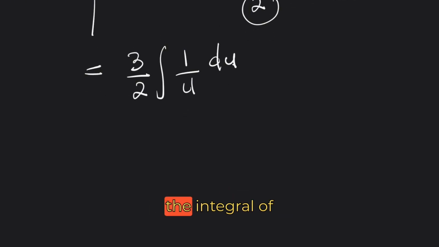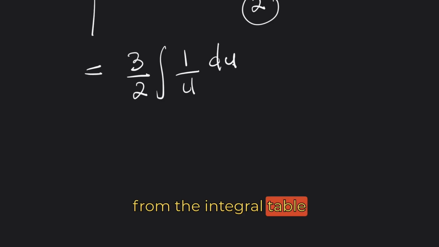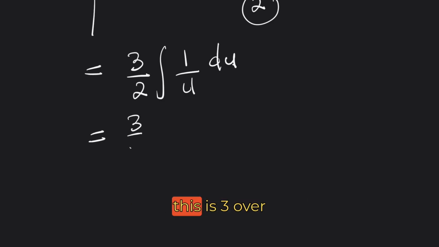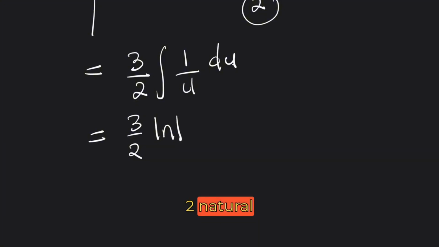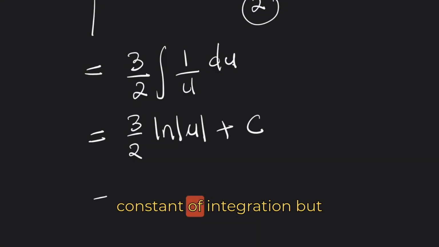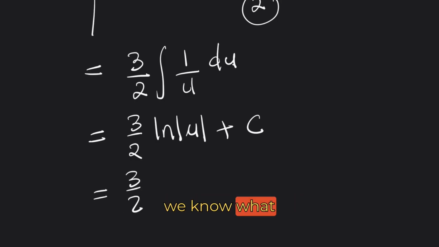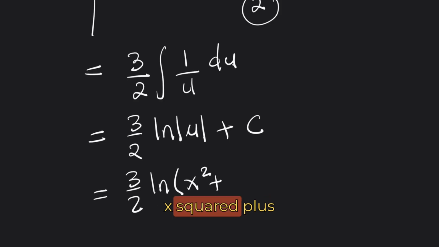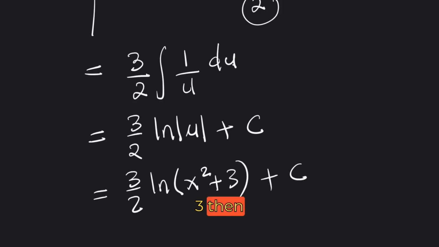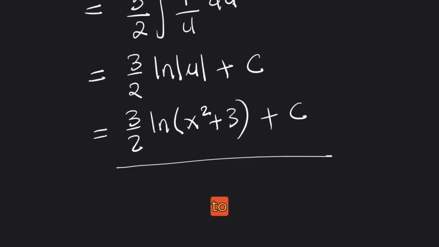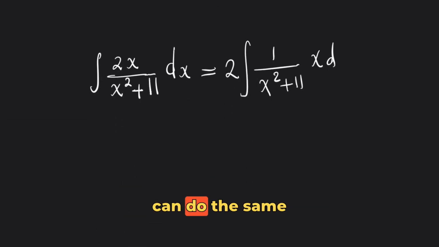But we know what the integral of 1 over u is from the integral table. It is just the natural log, right? So this is 3 over 2 natural log of the absolute value of u, plus the constant of integration. But we know what the value of u is, so we can write this as x squared plus 3, then plus c, okay? Here I just write parentheses and forget about the absolute value, because x squared plus 3 will always be positive.